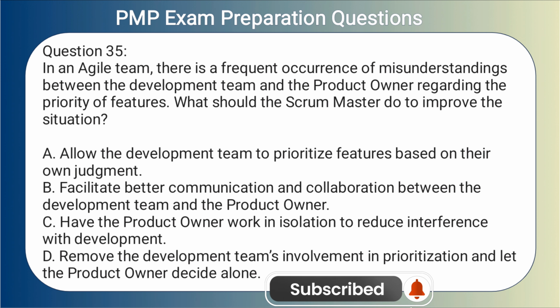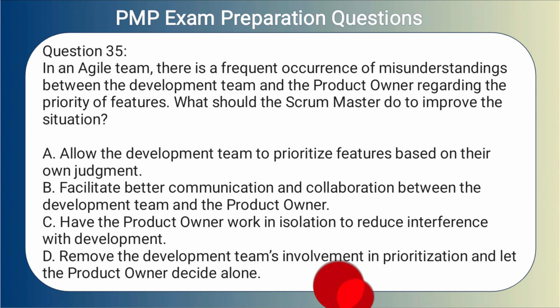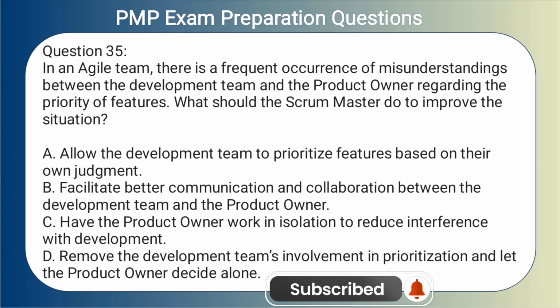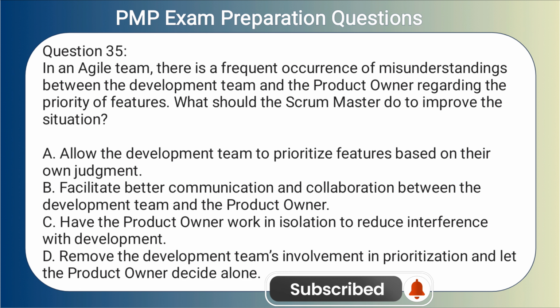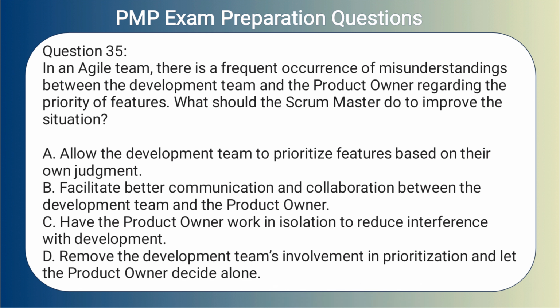Question 35. In an Agile team, there is a frequent occurrence of misunderstandings between the development team and the product owner regarding the priority of features. What should the Scrum Master do to improve the situation? A. Allow the development team to prioritize features based on their own judgment. B. Facilitate better communication and collaboration between the development team and the product owner. C. Have the product owner work in isolation to reduce interference with development. D. Remove the development team's involvement in prioritization and let the product owner decide alone.